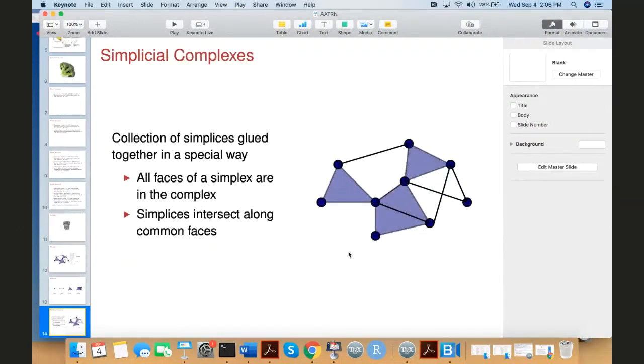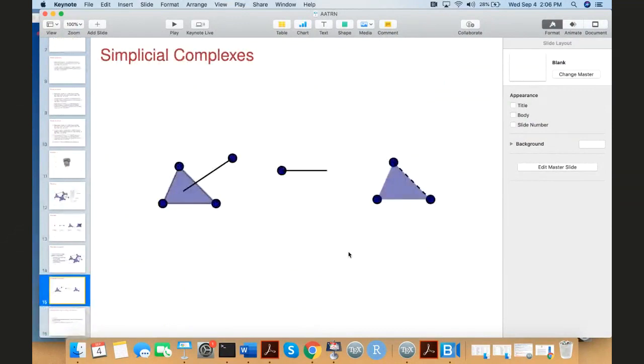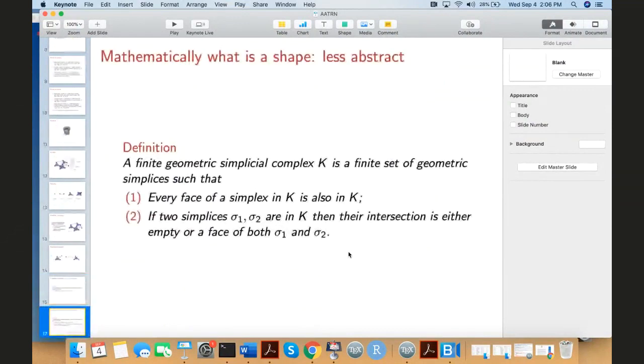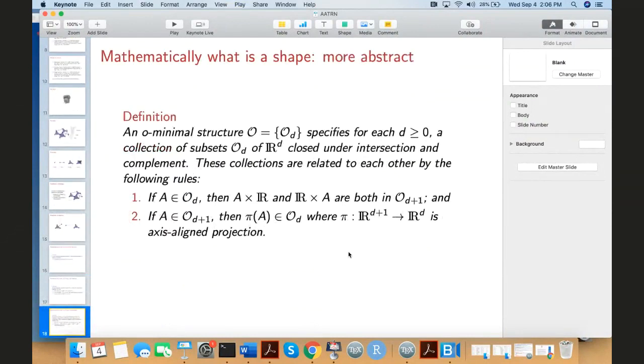For a simplicial complex, you just glue the faces of the simplices together. You glue them together such that all faces of the simplices are in the complex, and they intersect along common faces. So these are not simplicial complexes. So a less abstract version of what we mean by a shape in this talk is a finite geometric simplicial complex. So you have an embedding, and then you have a geometric simplicial complex, and that's going to be one version. Another, more abstract version that we sometimes talk about is this notion of an O-minimal structure.